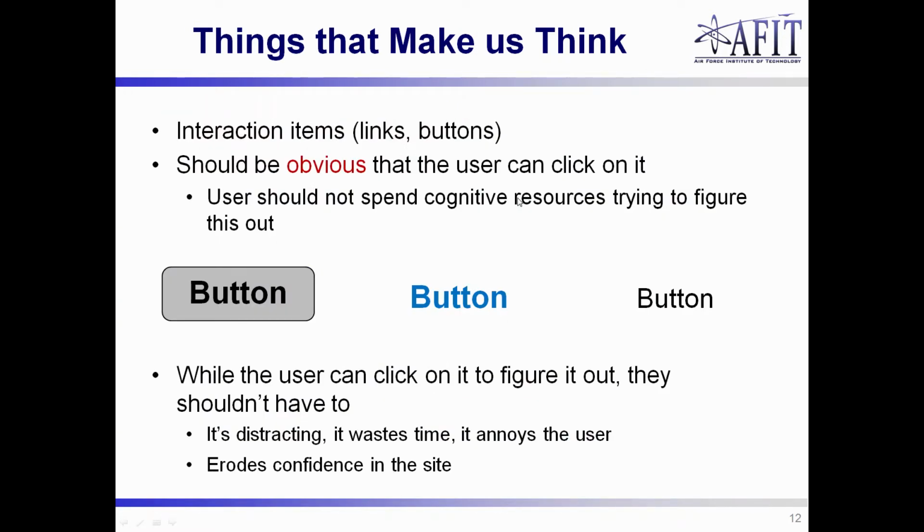The next thing that makes us think is interaction items. Your links, your buttons. It should be obvious that the user can click on it, right? So names should be self-evident. The interaction items should be obvious that they are, in fact, interaction items. The user should not have to spend cognitive resources trying to figure out whether or not this is an item they can click on. Right, so I'm giving you some examples here in the middle.